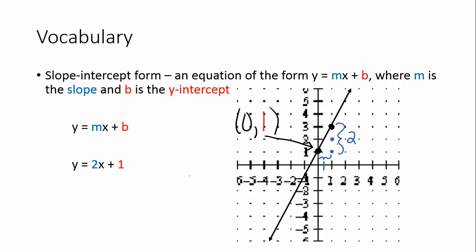Remember, rise over run. So if slope-intercept form is y equals mx plus b, and the slope was 2, then y equals 2x, plus the y-intercept is 1, so y equals 2x plus 1 would be the slope-intercept form of this equation. Recognize that it's called the slope-intercept form because it gives us two pieces of information about the line. It gives us the slope and the y-intercept.